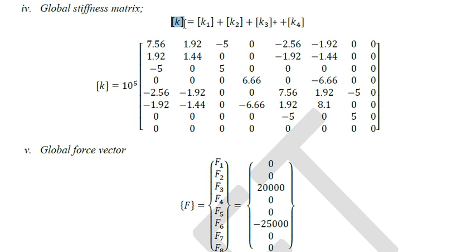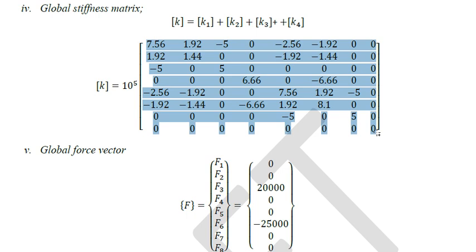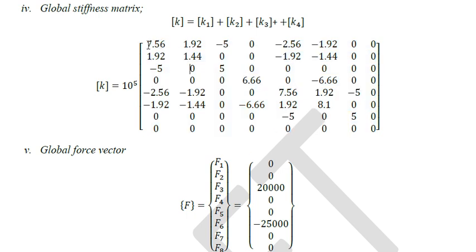So K is equal to K1 plus K2 plus K3 plus K4. The 4 stiffness matrices should be added. The degrees of freedom I have maintained here is 1, 2, 3, 4, 5, 6, 7, 8 as usual. But element 1, K1, will be 1, 2, 3, 4. K2 will be, sorry, 3, 4, 5, 6.